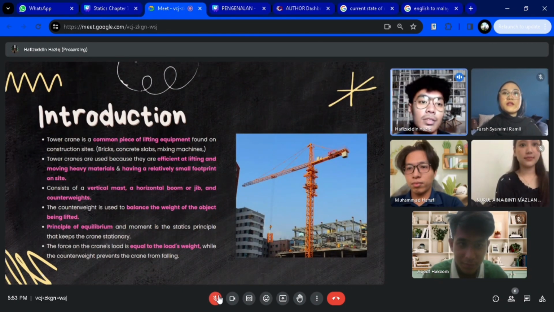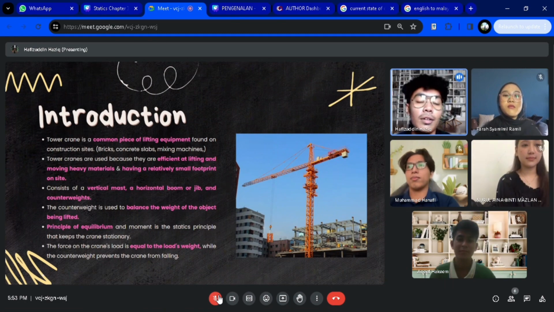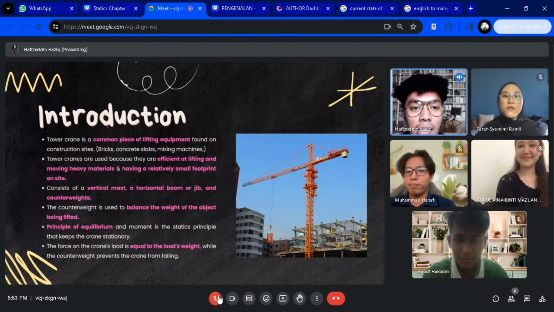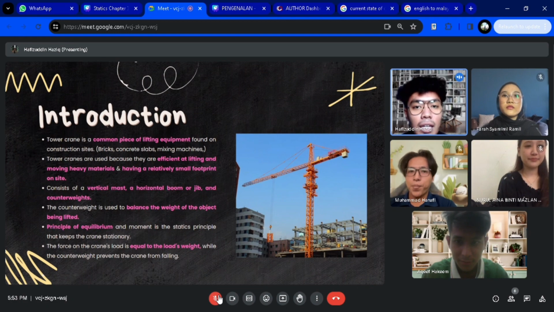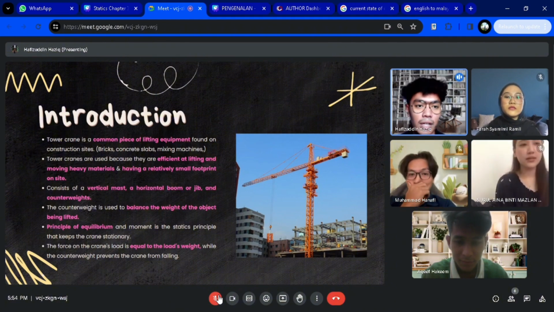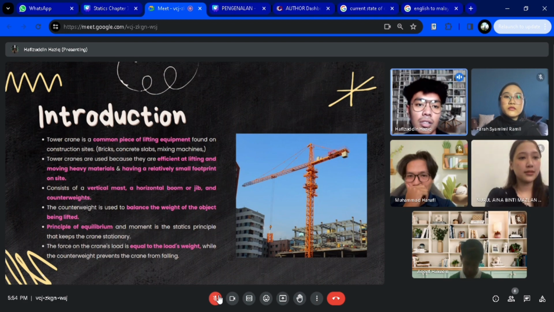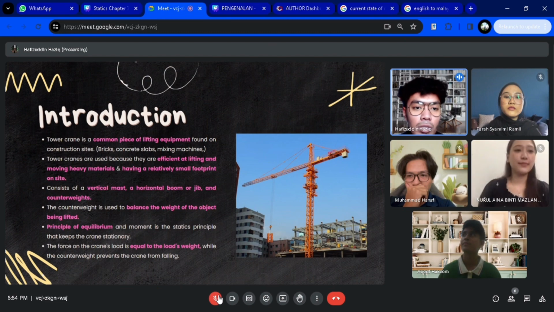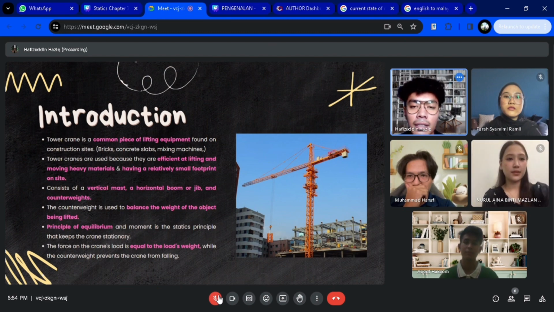So first and foremost, a tower crane is a common piece of lifting equipment found on construction sites. Its function is to carry bricks, concrete slabs, machines and many more. Why are tower cranes used? Tower cranes are used because they are efficient at lifting and moving heavy material and have a relatively small footprint on site. A tower crane consists of a vertical mast, a horizontal boom or jib, and a counterweight. The counterweight is used to balance the weight of the object being lifted.